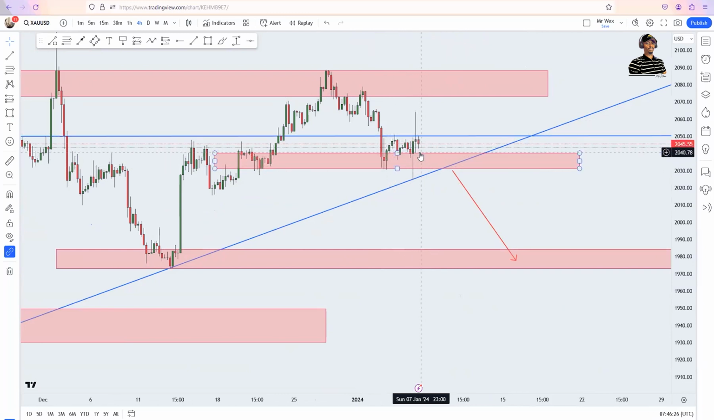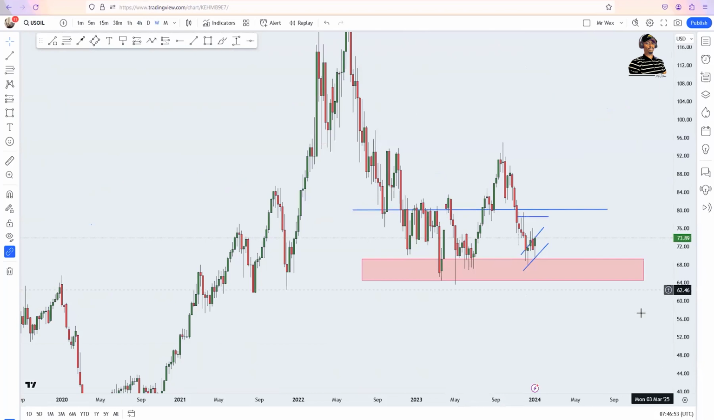Then the last 4-hour candle before the week closed was bearish after a strong rejection. This is as a result of the non-farm payroll. We did see price drop, then of course a sharp correction and a rejection right at the retest of this broken structure right at this point here. So it shows some bearish potential. So jumping onto US oil.